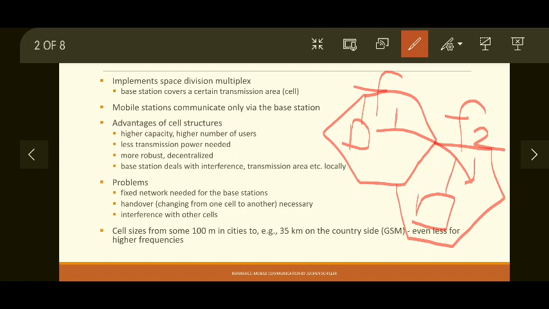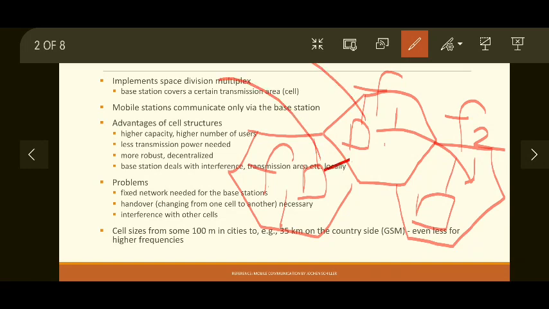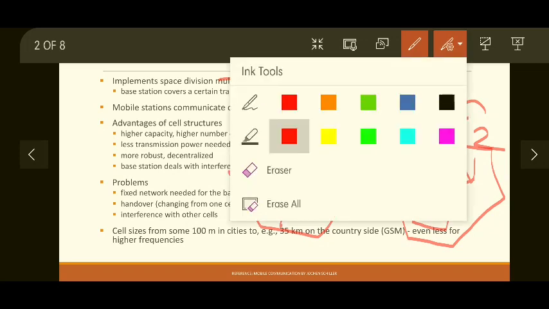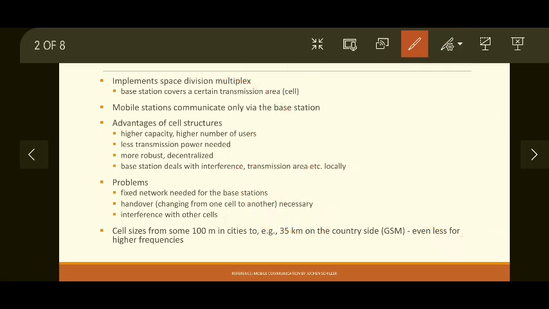So that is the second problem. The third problem: what if another neighboring cell uses the same set of frequencies, let's say F1 again? So this cell is using F1 and this cell is also using F1. Then there will be interference between users of two cells. If they come close to each other, like on the boundary of two cells, their communication will get interfered with each other. That is also one of the problems faced in the cellular system.